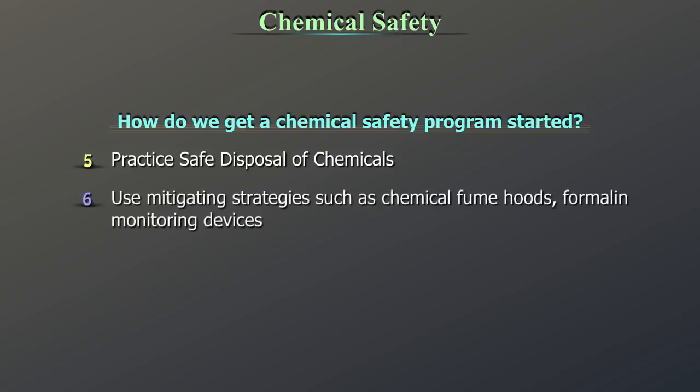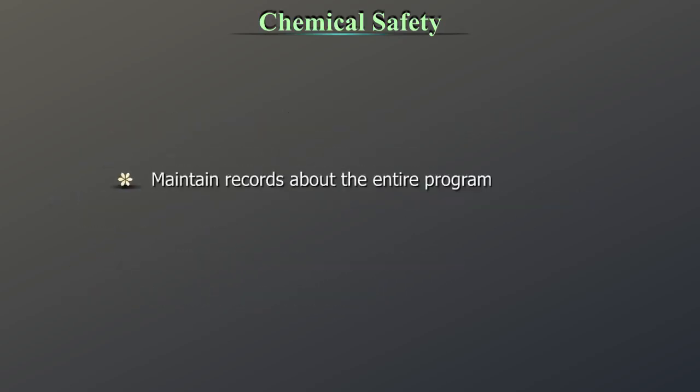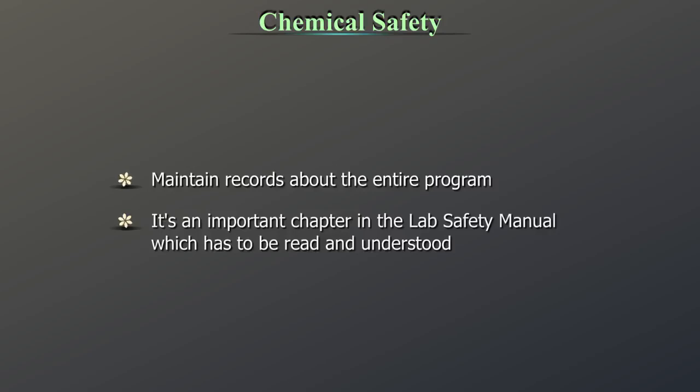Use mitigating strategies such as chemical fume hoods and formalin monitoring devices. Train employees about potential hazards. Have NCE, incident or accident reporting. Maintain records about the entire program. This is an important chapter in the Lab Safety Manual which has to be read and understood completely.